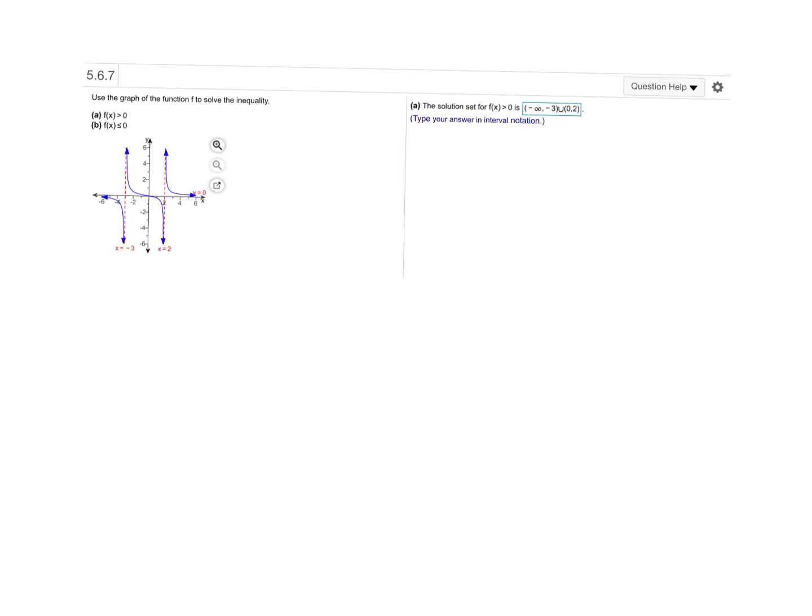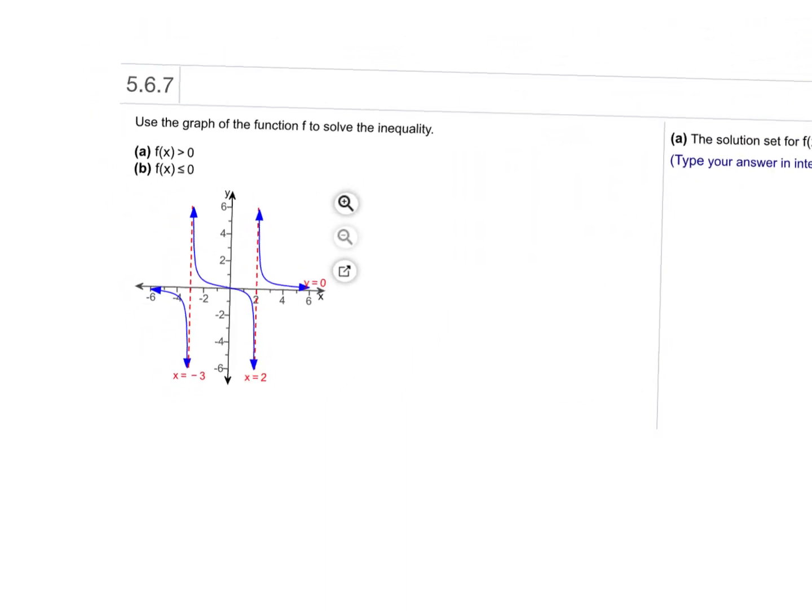All right, so in this video right here, I'm going to explain to you how to solve this particular problem. All we're doing is using the graph to solve this inequality. This says that f of x is greater than 0 and f of x is less than 0. f of x itself is just the function. So I'm looking at just this function, and I want to know when it is greater than 0.